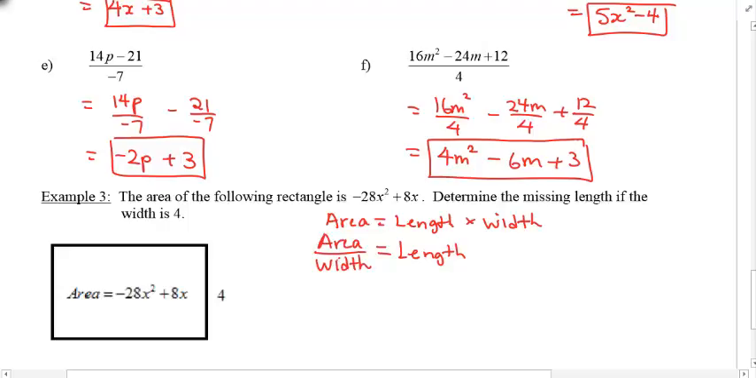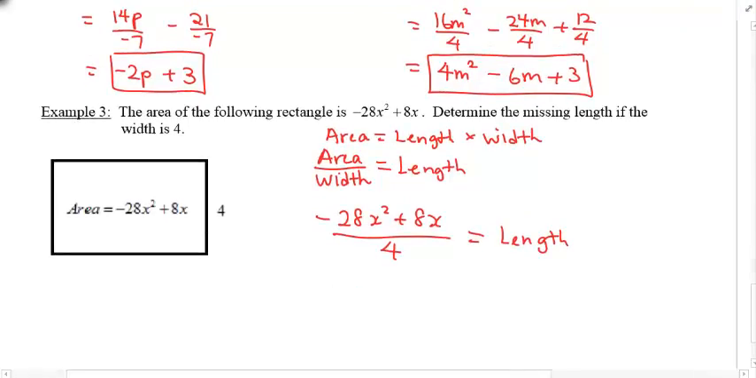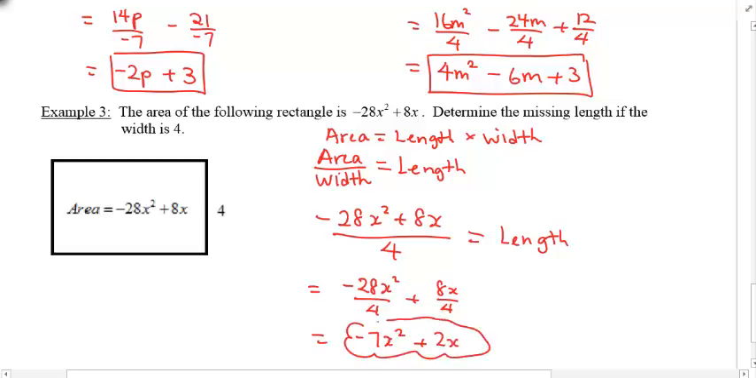In this case, the area I gave you is negative 28x squared plus 8x. And I also gave you the width, it's 4. So after simplifying this polynomial division, you'll get the answer for length, just like all the other ones. And this here represents the length. Done.